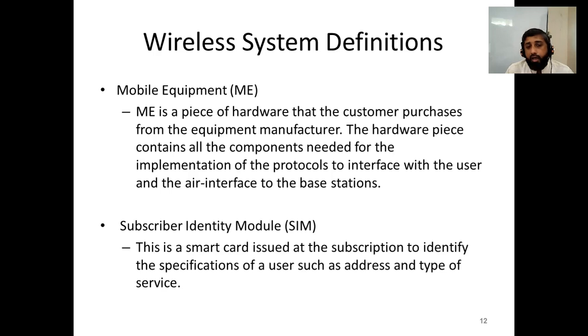And you can see that both of the pieces are important, because mobile equipment provides all the necessary hardware for communication purposes, and the SIM card, which is required for the subscription, provides the information to the service provider about what type of services you will be using and how you will be using those services. So basically that is your address, that carries your address in this wireless communication world.